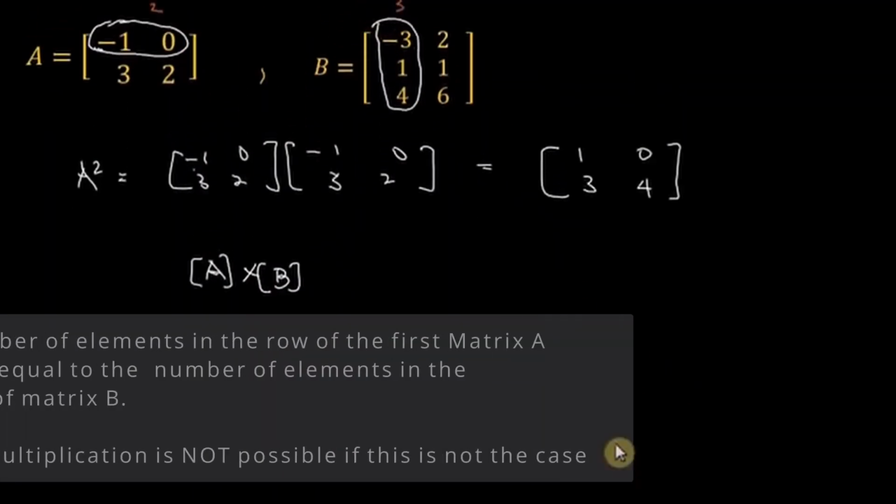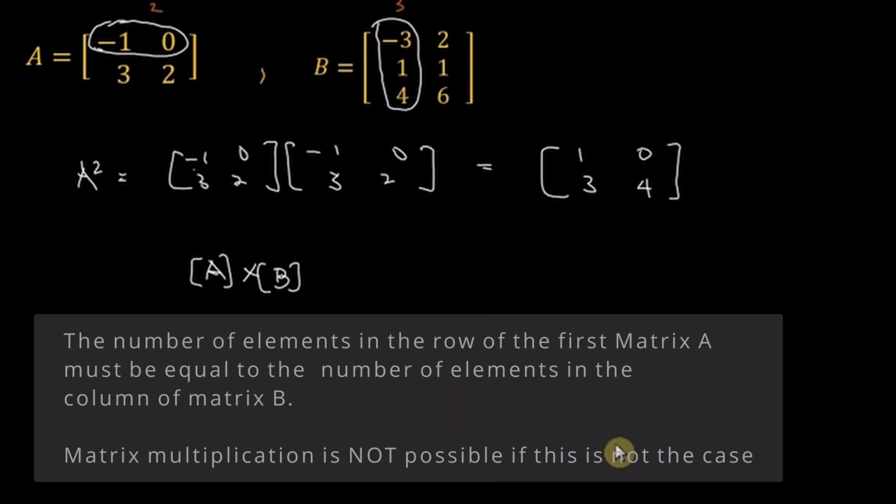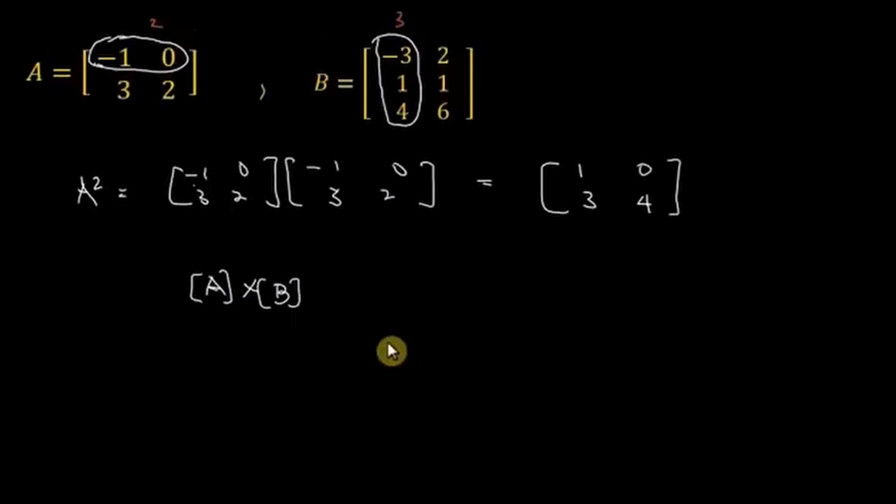So you should be able to express that in words. The number of elements in the row of the first matrix must be equal to the number of elements in the column of the second matrix for the multiplication to be possible. And in this case, they are not the same. Therefore, matrix multiplication is not possible. However, notice, although I can't do A times B, what about B times A? What about this consideration? So let's have a look at this one.